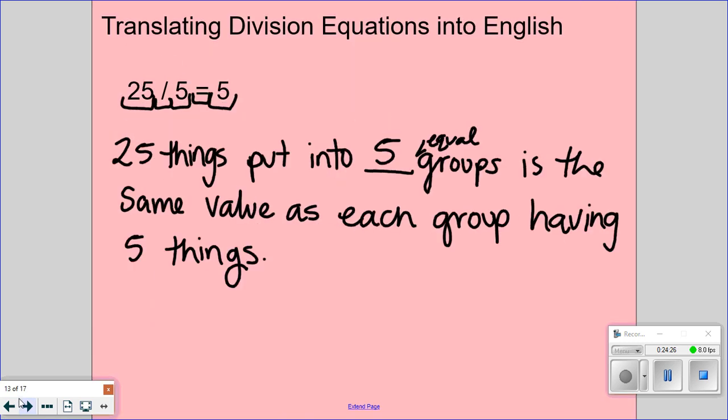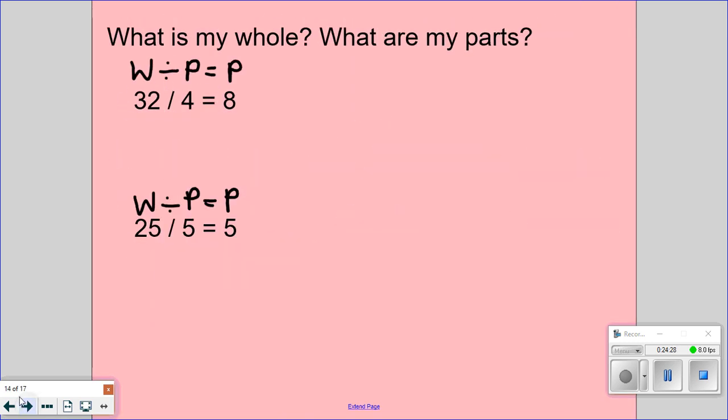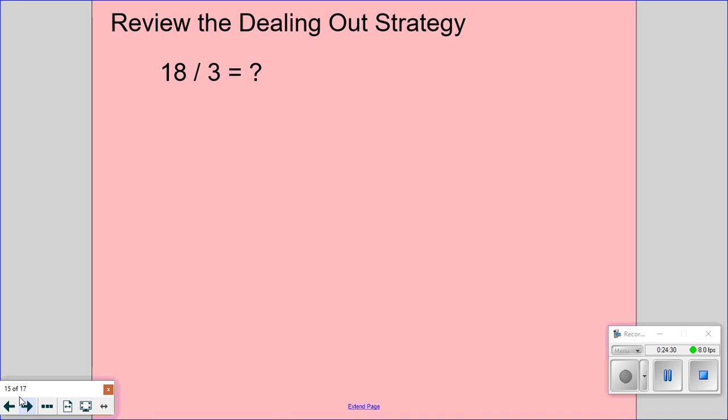All right, we're just going to do one last quick review of the dealing out strategy. So where you've got space, I just want you to write that equation. 18 divided by 3 equals spot saver. Wherever you have space. You don't need a lot. Because it's a naked number problem, there's no answer sentence, there's no unit. Can someone translate that to English for me?